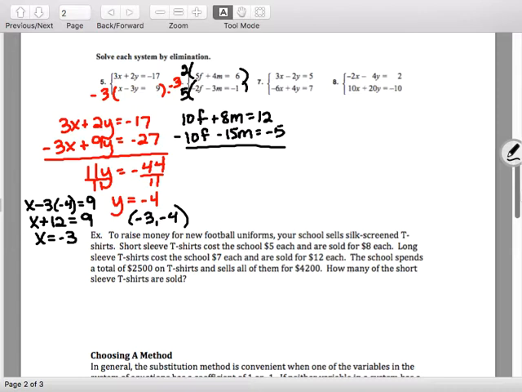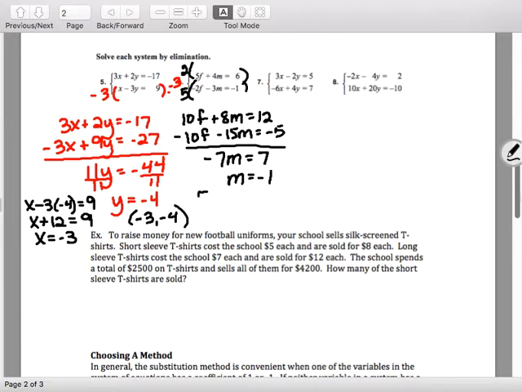This is not the only way. You could have multiplied the top row by 3 and the bottom row by 4. Okay, that works as well. So when I add them, I get negative 7m equals 7. So m is negative 1.